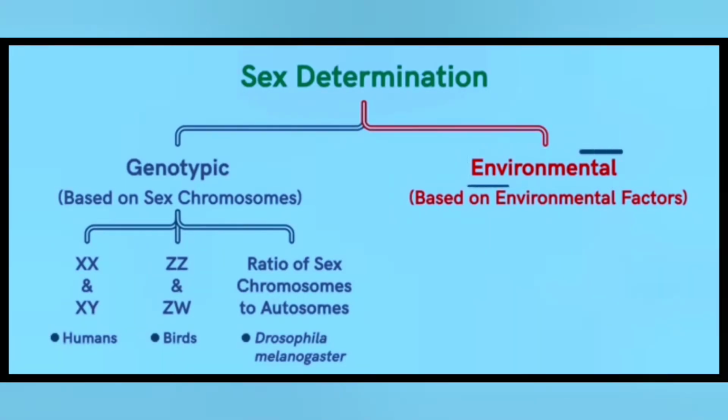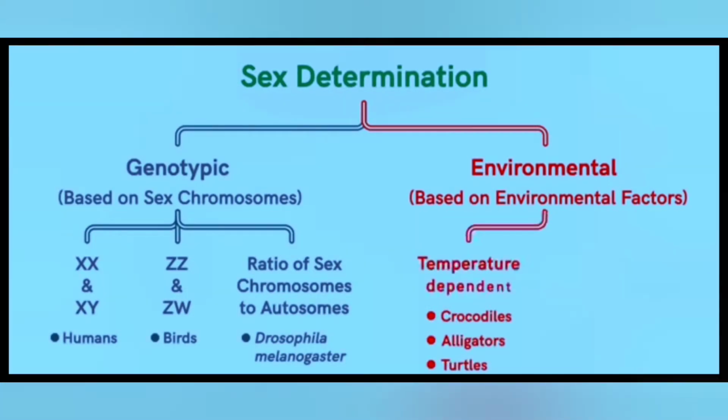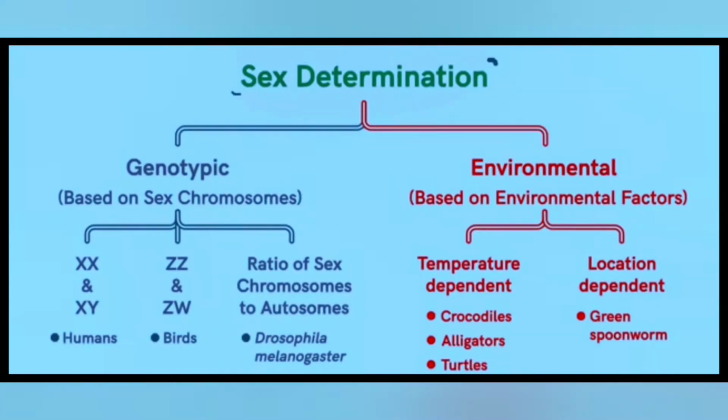Environmental factors can also be of different types. It may be based on temperature, as in the case of crocodiles, alligators or turtles, or it may be based on the place where the eggs are laid, which is shown by certain worms. Okay, so let us see all these sex determination mechanisms in detail now.